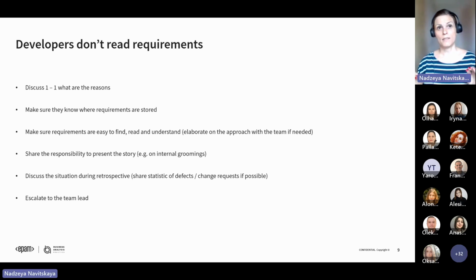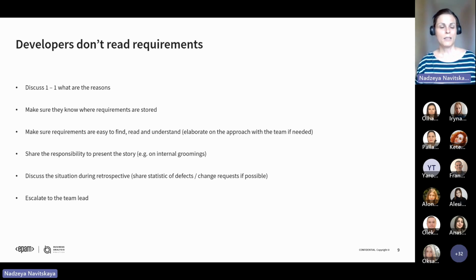And it was a great success, you know. First of all, we found out one person who, even after that, didn't read stories and wasn't prepared for internal groomings, and actually it was the beginning of the end. After some weeks, the team just asked, we don't want this developer anymore. But it wasn't the aim of this tip. But 2 other developers were very collaborative.